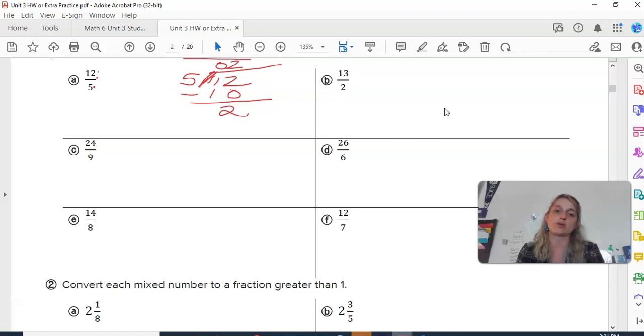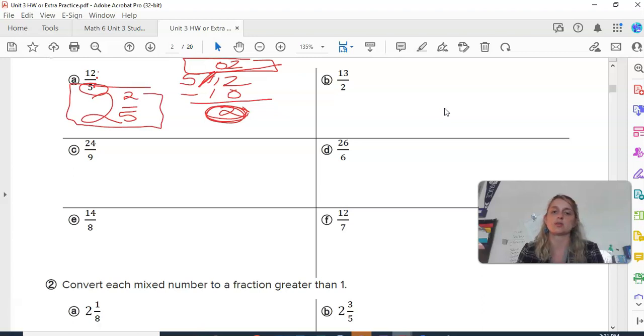I am going to write my quotient, this 2, as my whole number. I am going to write a fraction. I personally just always start with the denominator because it's the exact same. And my numerator is going to be whatever the remainder is. So I know this one is a little confusing because there are two different 2's. So let's do another one.